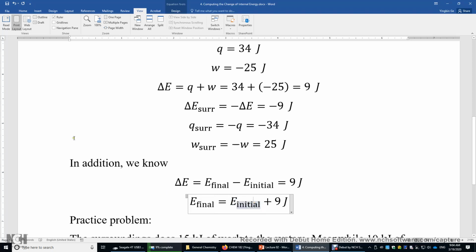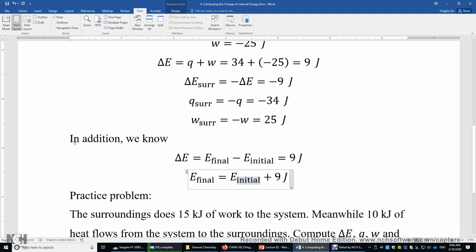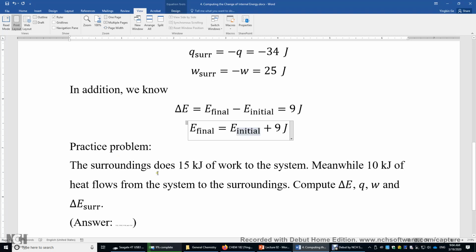Now I'll give you a practice problem to work on. The surroundings does 15 kilojoules of work to the system. Meanwhile, 10 kilojoules of heat flows from the system to the surroundings. Now let's compute delta E, Q, W, and delta E surroundings. The answers are in font size 2.